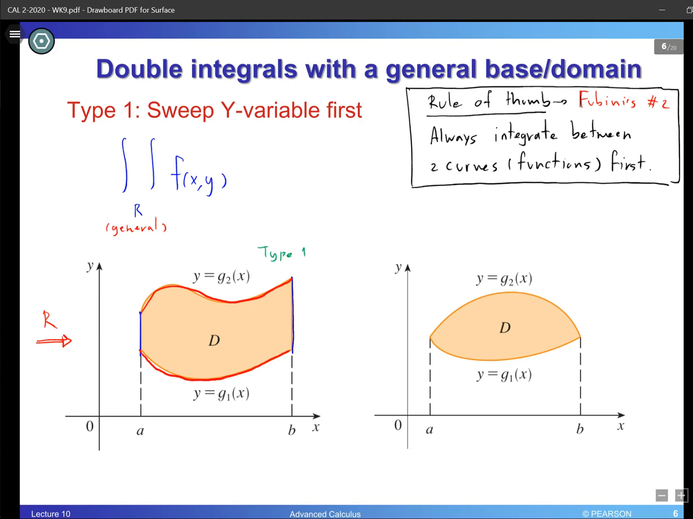Now let's take a look at the next one on the right hand side. It doesn't seem to have a straight line in this region, but we can see the lower boundary and the upper boundary. So let's take a look at them first. So here we have this lower boundary as a curve and the upper boundary.